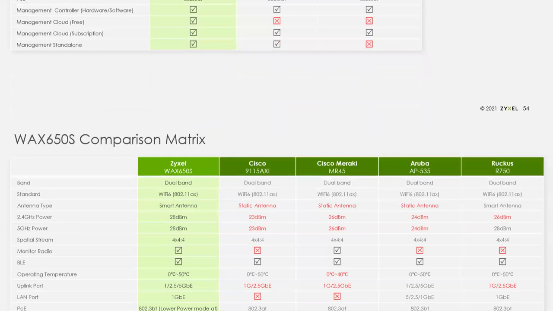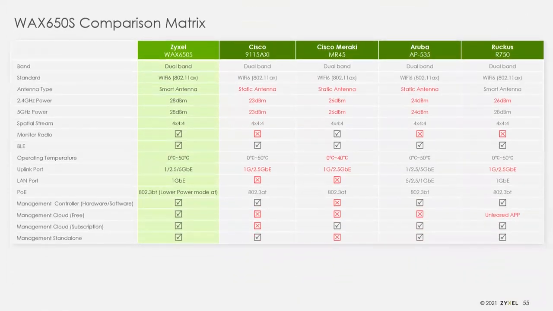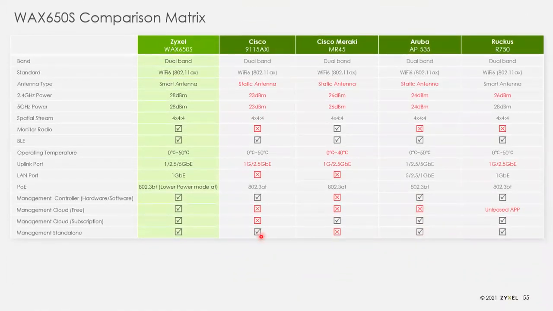And then the 650S competes with a whole bunch of products: Meraki, Cisco, Ruckus. You can see sort of the same story with the other comparisons. Only us and Ruckus have smart antenna technology. Cisco and Aruba don't. We've got higher output power than most of the others. We tie with Ruckus on the 5 gigahertz radio. We have this dedicated monitoring radio, something only Meraki has. We've got Bluetooth built in, something everybody does in this class.